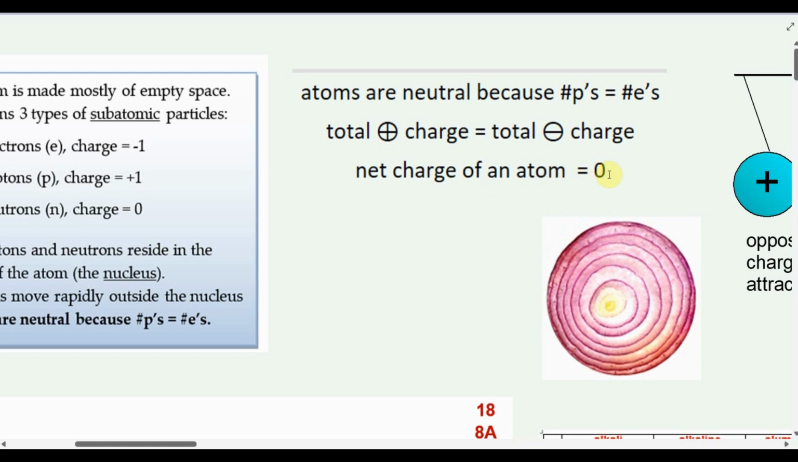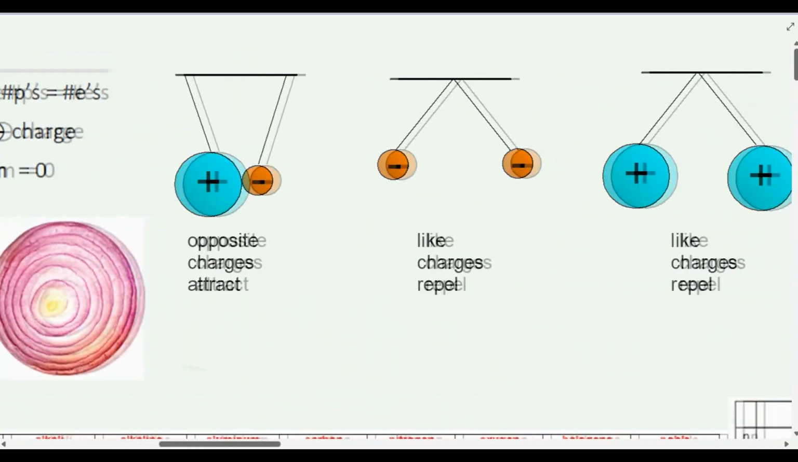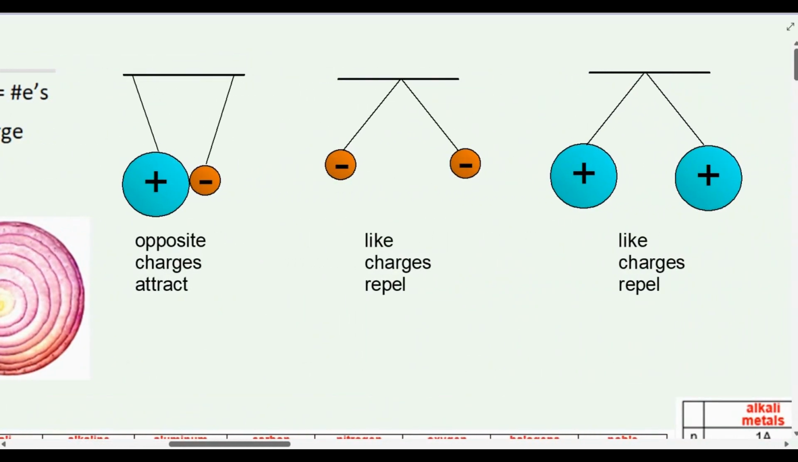negative charges are equal. A second important fact about elementary particles is that because they're charged, they have properties of attraction and repulsion. You must know that opposite charges attract. Positively charged protons attract electrons, whereas like charges repel. So negative charged electrons repel other negatively charged electrons, and likewise protons repel other protons.